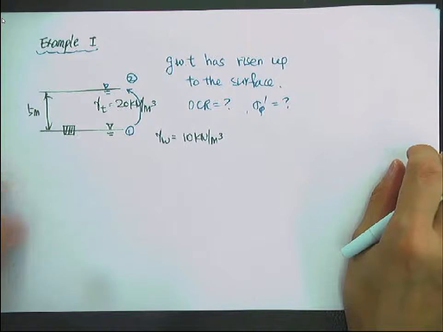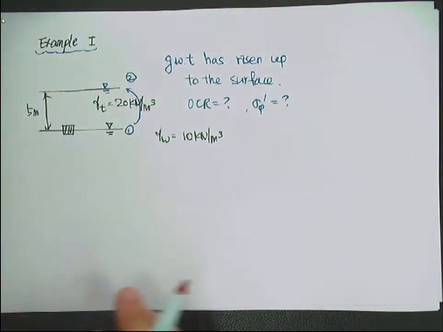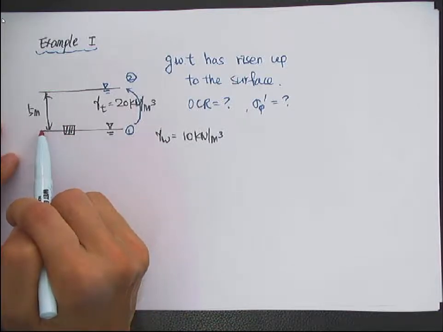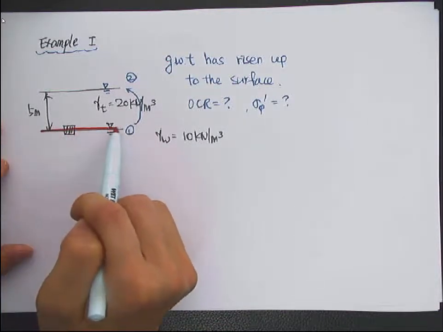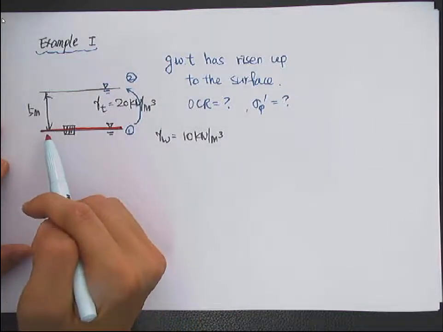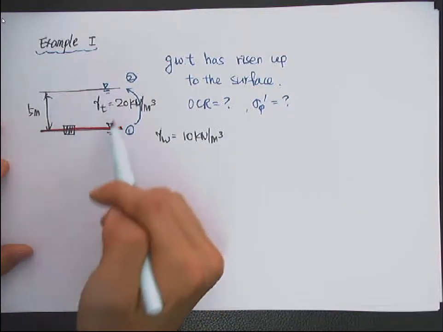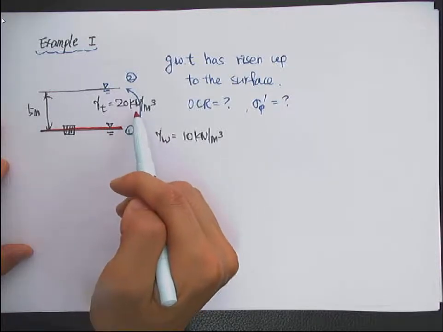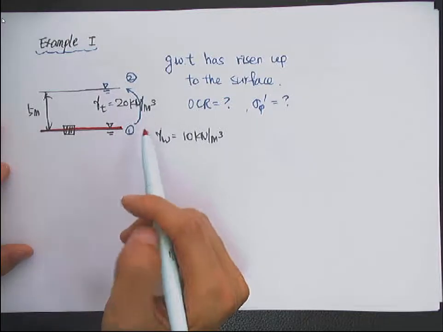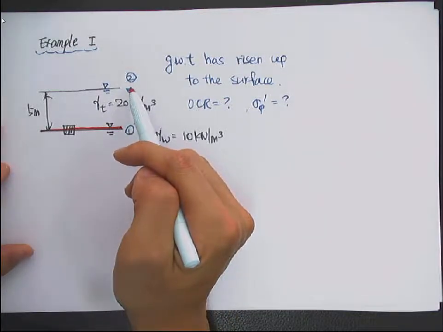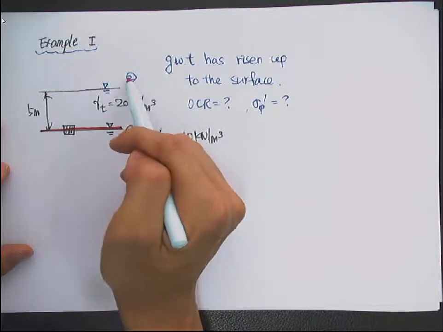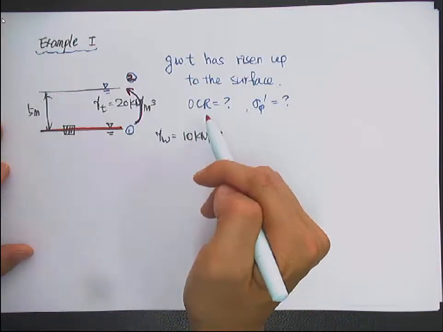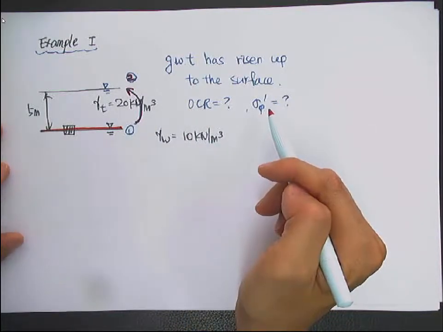Let's solve an example. So initially the groundwater table is located here, 5 meters deep, and at that time the total unit weight of the soil is 20 kilonewton per cubic meter, and at some point the groundwater table has risen up to the ground surface, to position 2 here. And then what will be the OCR value and sigma p prime?